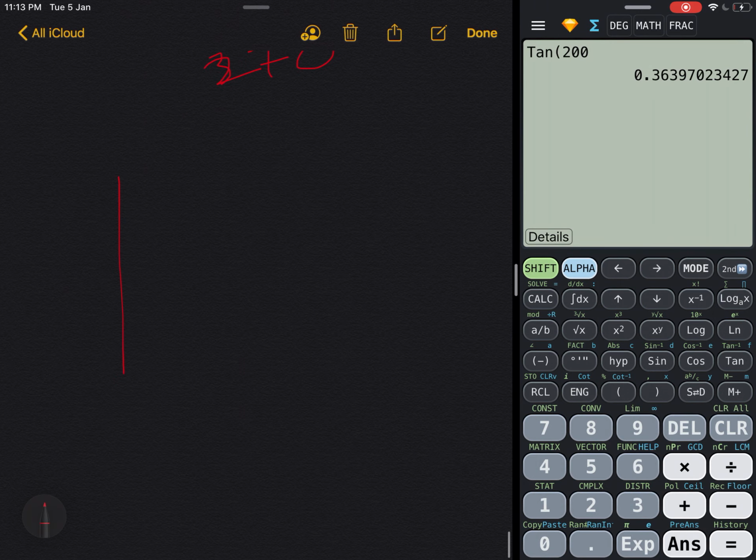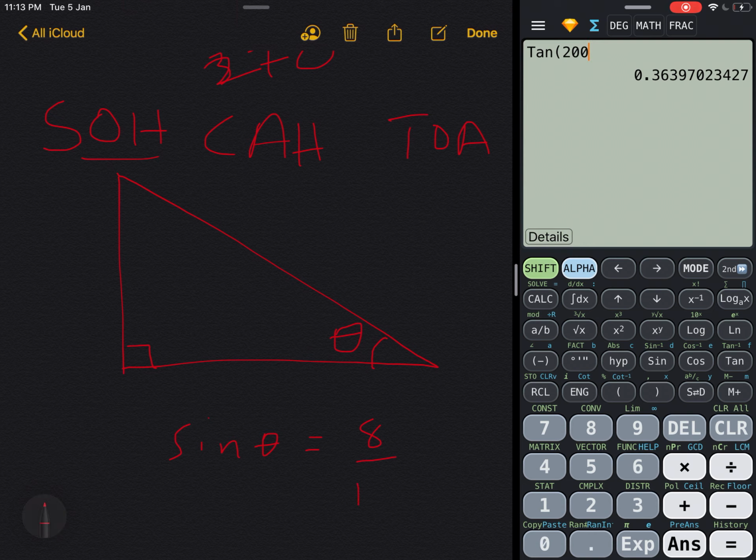We should start off by drawing a right-angled triangle. Let us recall SOHCAHTOA from our previous video. SOH tells us that the sine of an angle theta, let's place theta here, is equal to the opposite over the hypotenuse. We're given sine theta to be equal to 8 over 17. And 8 will be the opposite over the hypotenuse being 17. So I can write 8 here and 17 as the hypotenuse.